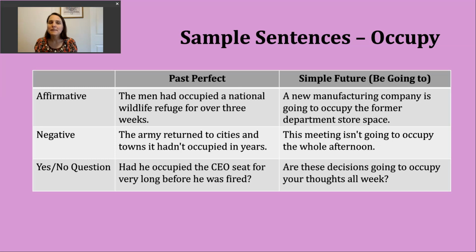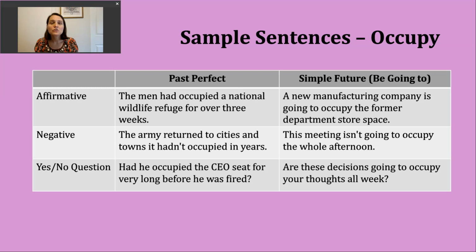Finally, if you want to make a yes or no question in the past perfect, you can start with had, then you'll have your subject, and then the participle form of the verb. Had he occupied the CEO seat for very long before he was fired?